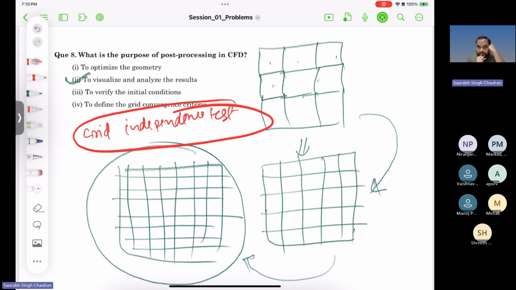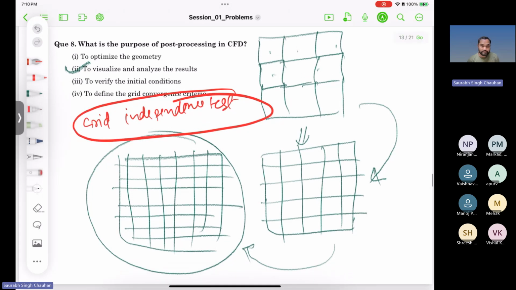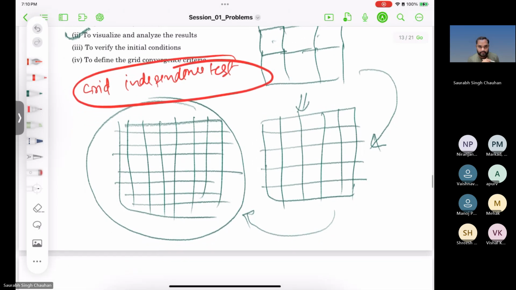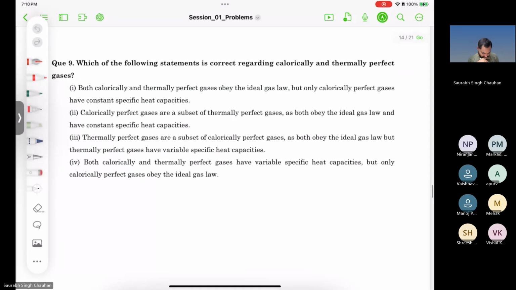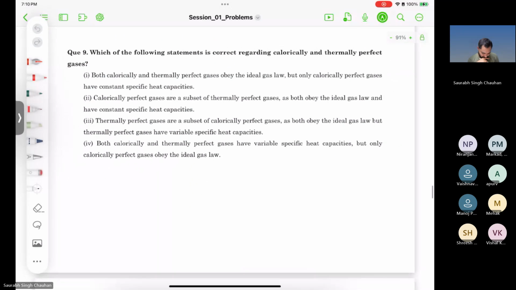Now is that clear? Hello? Yes, sir. Clear, sir. Okay. So now can I move ahead, or if there is any problem, then please ask. Now question number 9.